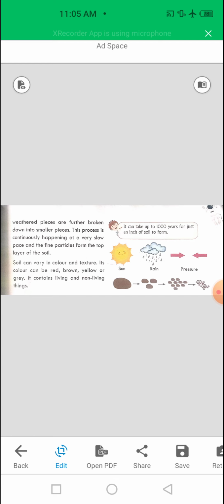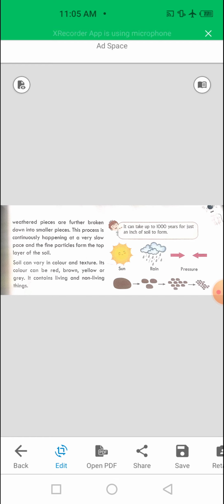Soil can vary in color and texture. Its color can be red, brown, yellow, or grey. It contains living and non-living things. Look at the given picture. It can take up to 2000 years for just an inch of soil to form.